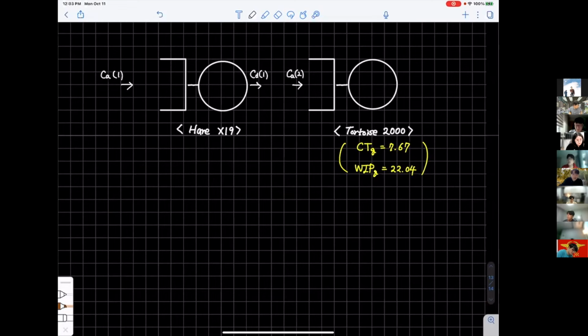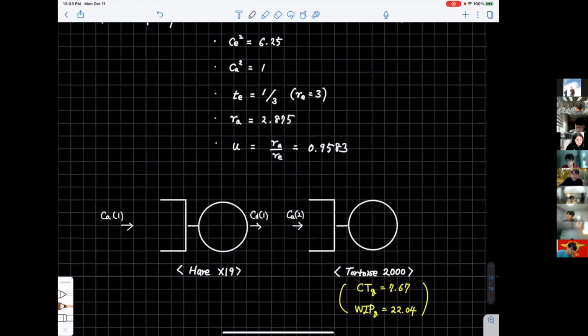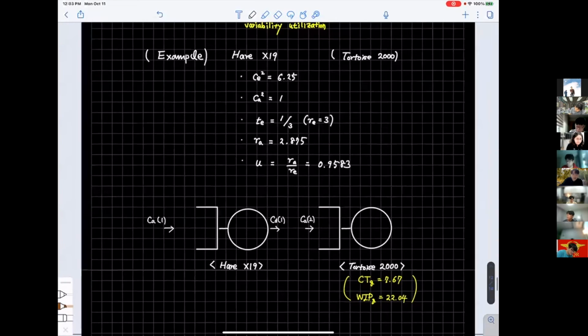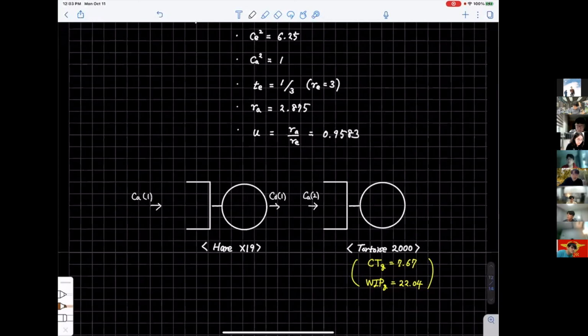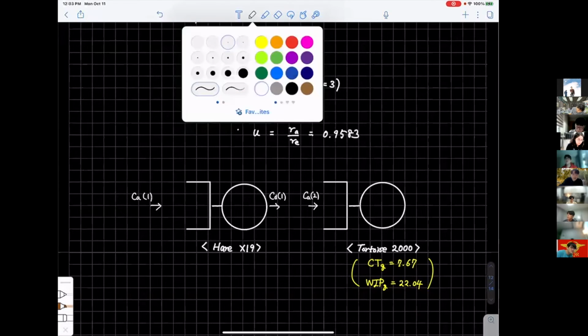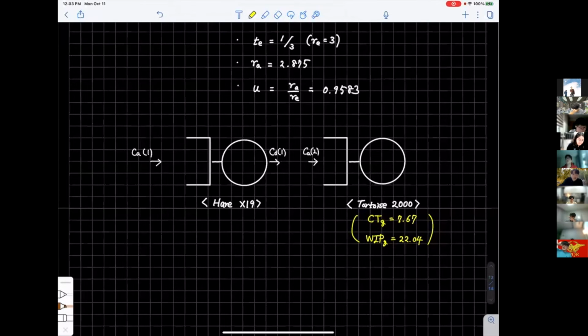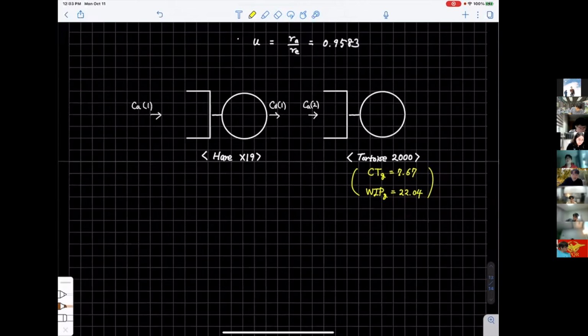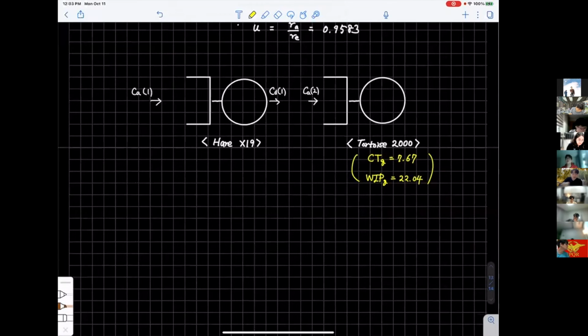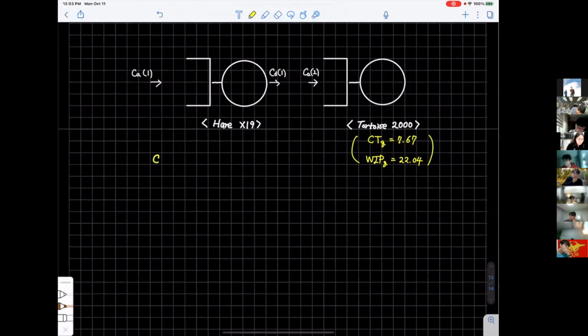Okay, firstly, let's calculate the hair X19. I'm not going to let you calculate. Quickly, let's see the result. CTq, wait a moment.